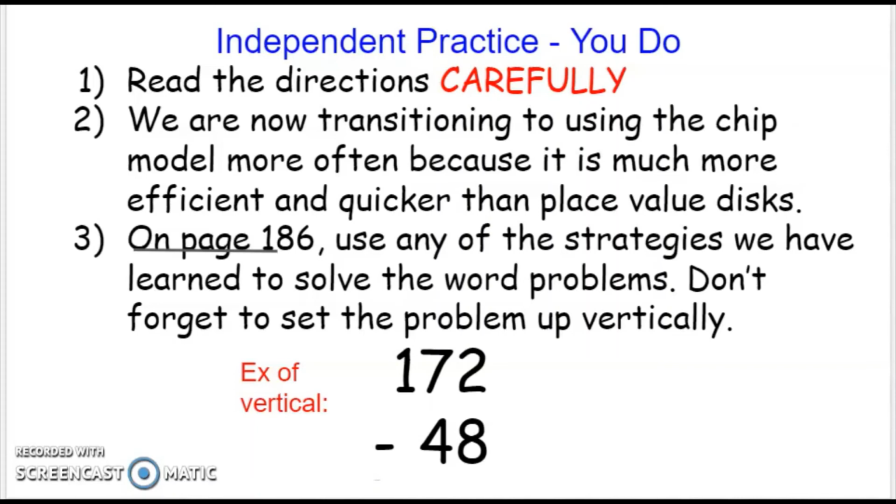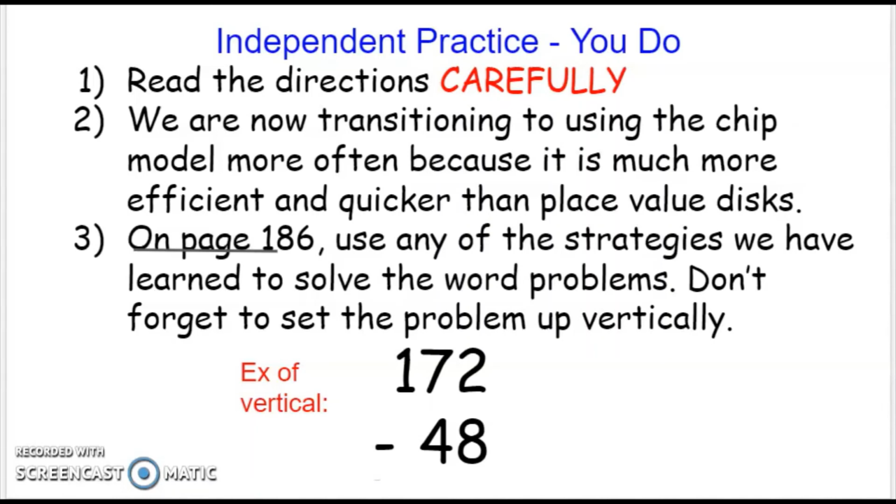Alrighty, my friends, as you move into independent practice and your exit ticket, please keep these 3 things in mind. Number 1, read the directions carefully. Some of my friends are not doing this and you are doing your math incorrectly. You need to read the directions carefully first. If you need adult assistance with reading it, please ask for adult help. Number 2, we are now transitioning to using the chip model more often because it is much more efficient and quicker than place value discs.